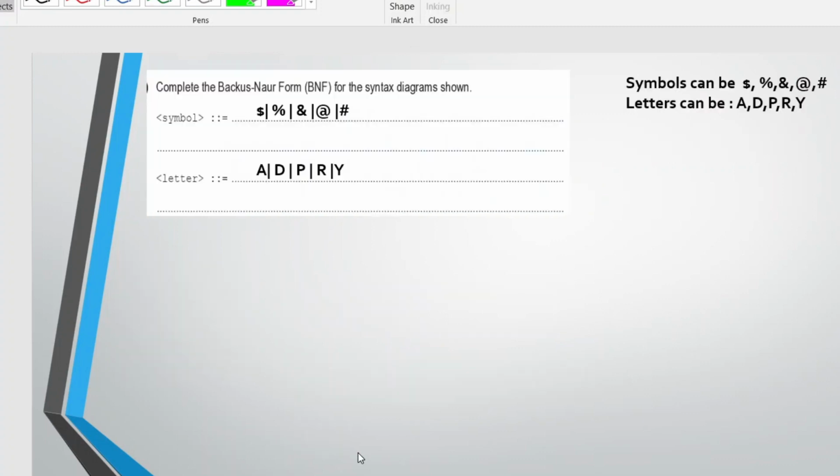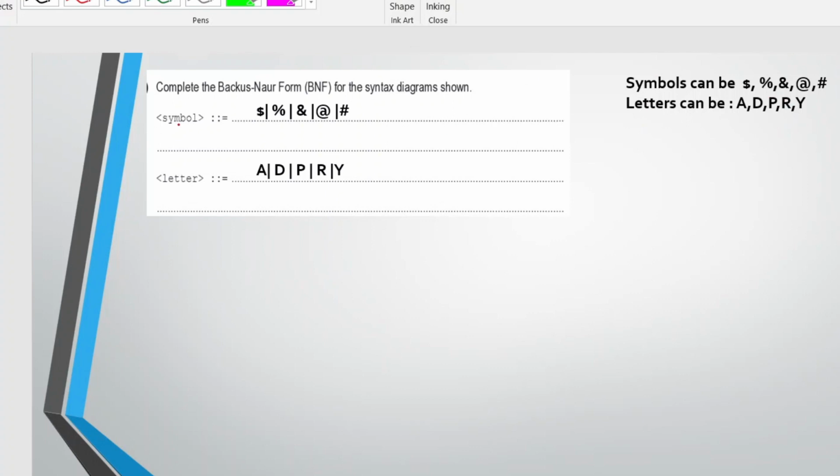Now let's see a question from our past paper. There are some symbols and letters given. We can only use these symbols and these letters. The question says to complete the BNF for the syntax diagram shown. We're not going into the syntax diagram right now, so that's why I have written just the symbols and letters that you have to follow.